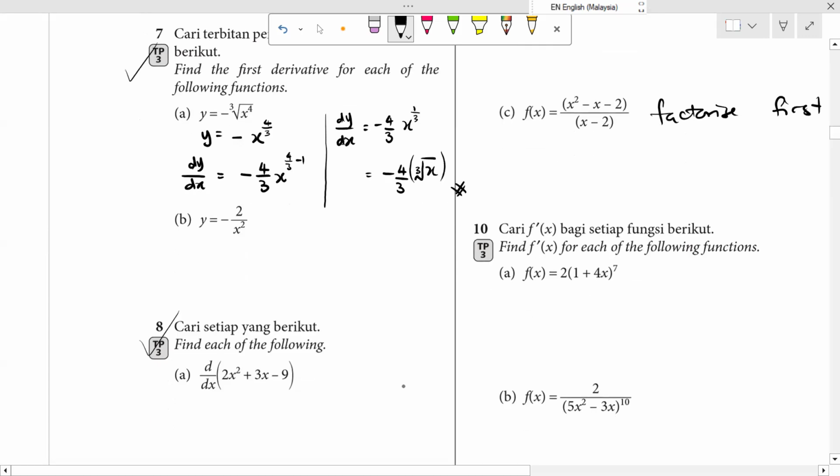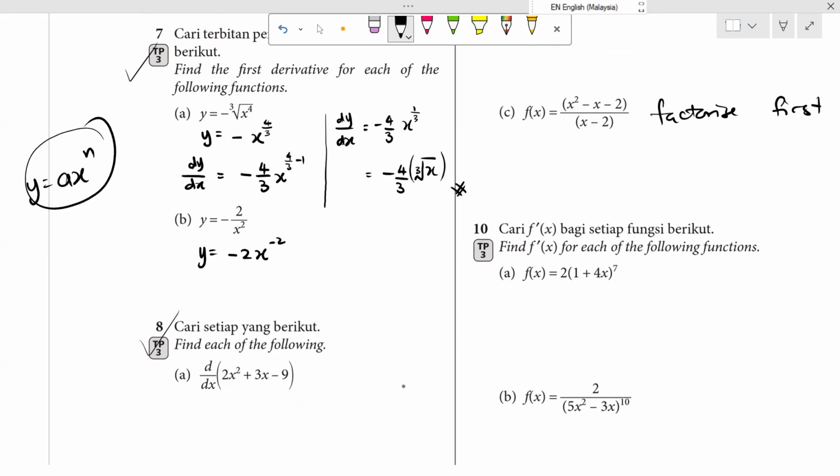What about this? It will be y equals negative 2x to the power of negative 2. Because what we learned just now, y equals ax to the power of n, is this format only. So when our question is not in this format, try to change it back into this format. That means your index form must be x to the power of n. Your n could be positive, could be negative, but it will never be in the denominator. So when you see it in the denominator, you bring it out, and then we can differentiate.